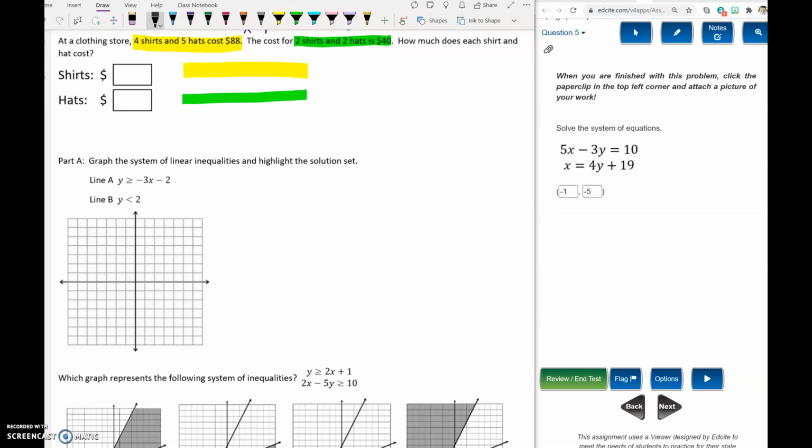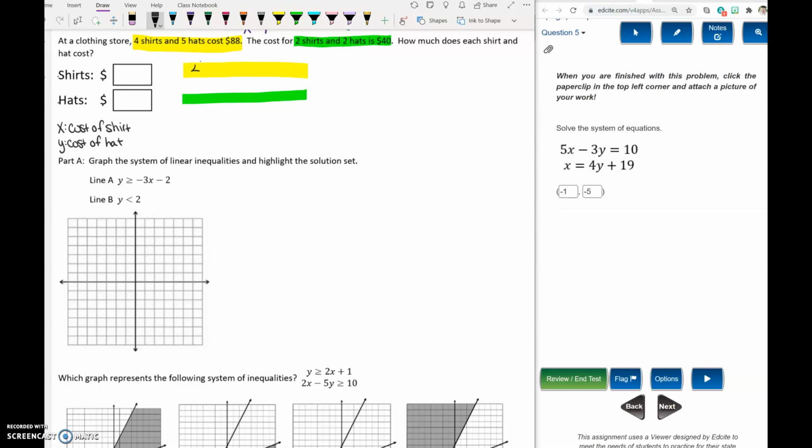So our first equation: 4 shirts, 5 hats cost $88. Right here it says that shirts and hats, those are our answers, and it's in money. The last sentence says how much does each shirt and hat cost. So X represents the cost of a shirt, and Y represents the cost of a hat.